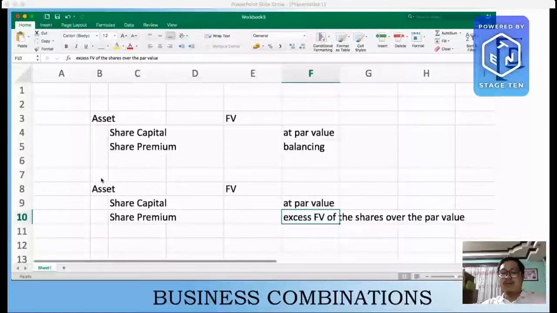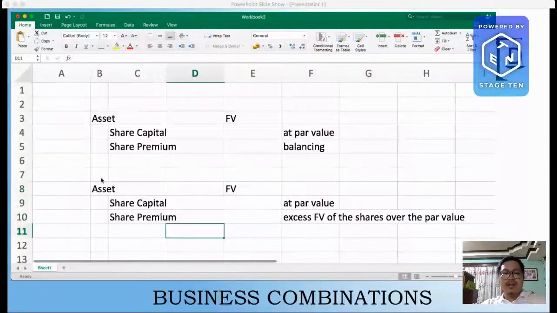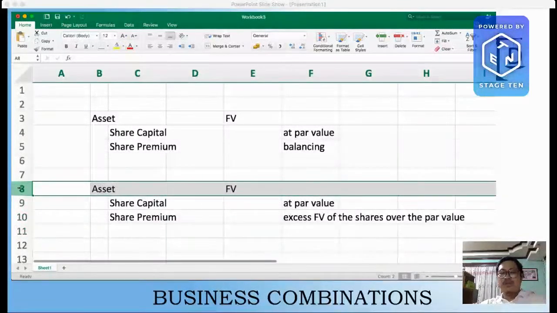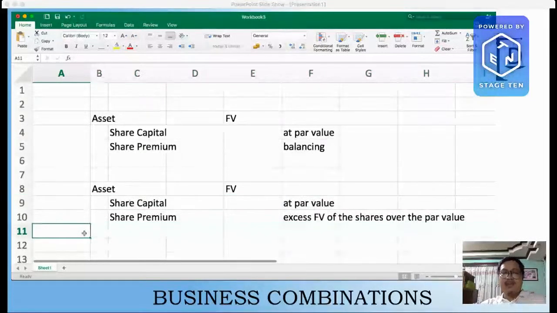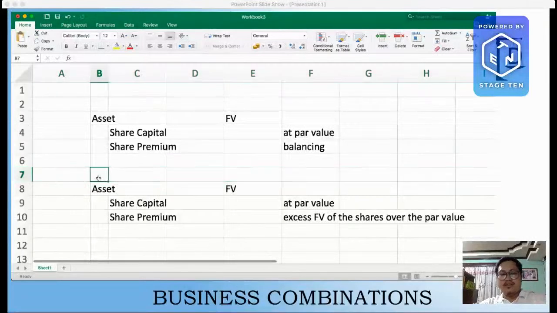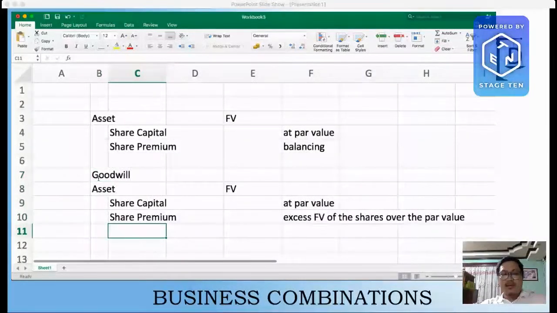And since it's possible, class, that the excess of the fair value of the shares over its par value may not be the same as the balancing figure of the par value and the fair value of the asset acquired, it's very possible that your total debit here will not be equal to your total credit. So in that case, you will now have to recognize another item. If it's the debit that is lacking, then you would recognize goodwill. But if it's the credit that is lacking, then you will have to recognize gain on acquisition.